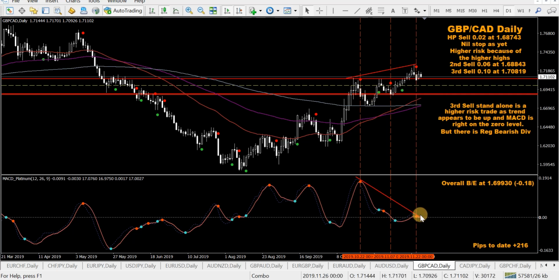It's a bit close to the MACD Platinum. I wouldn't normally take a sell there, but with the divergence, that just gives me a bit more confidence in taking that trade.